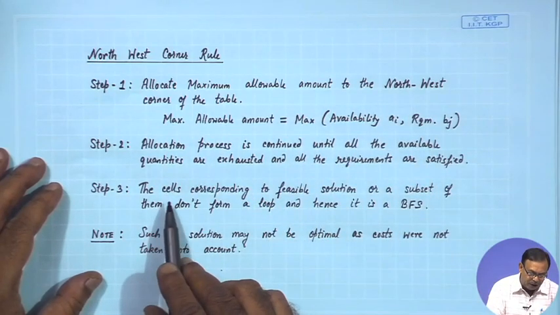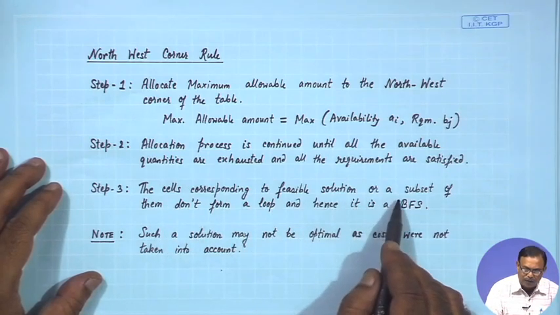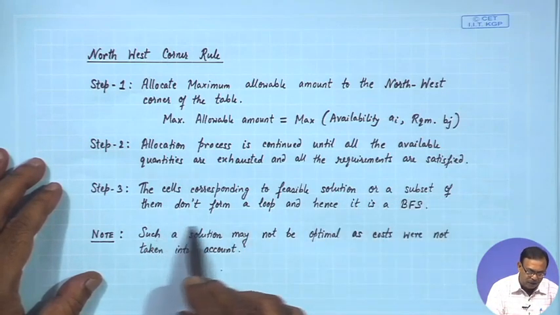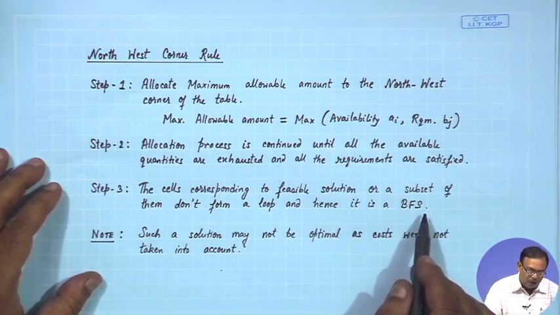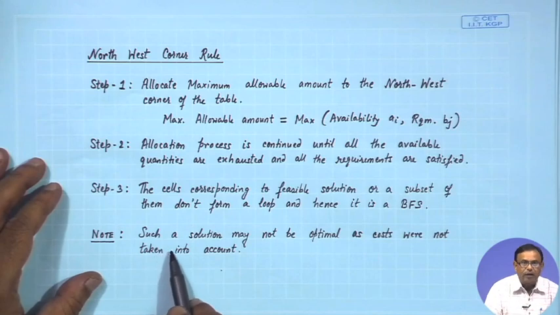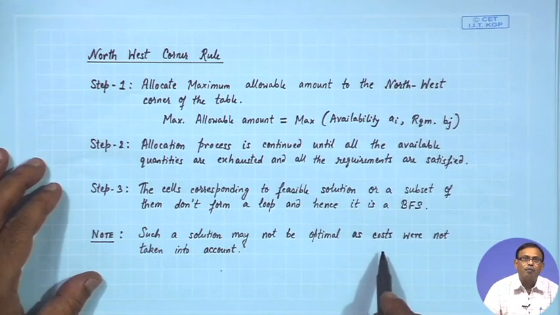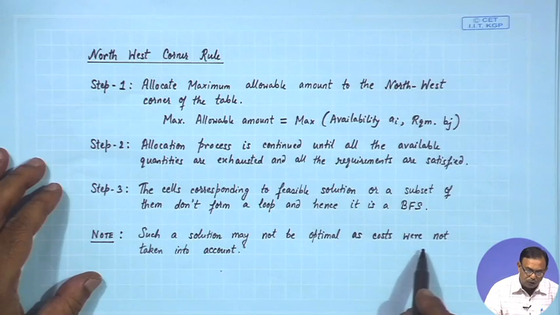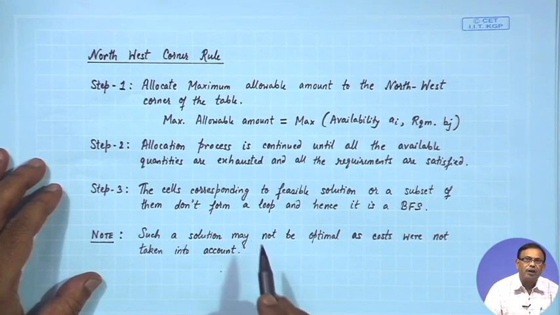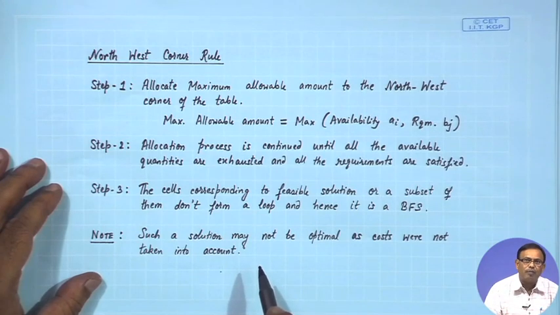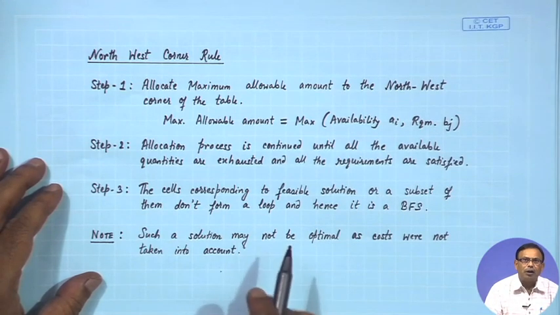Then in step 3, the cells corresponding to the feasible solution or a subset of them do not form a loop, and then it will be a basic feasible solution. We will see later. Please note that such a solution may not be optimal as the cost was not taken into account at all. Here we are just checking the availability and the requirement, that is supply and demand, but we have not considered the cost at all. Let us see one example, it will be clear to you.